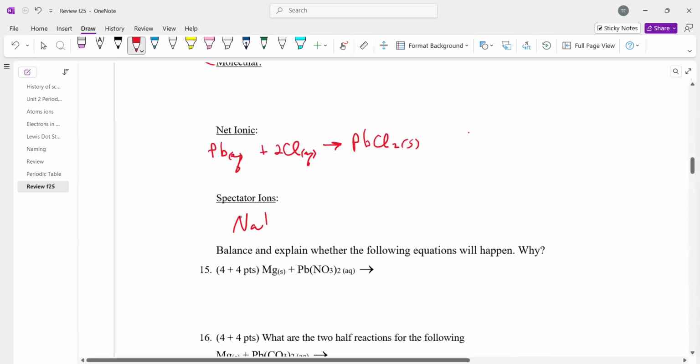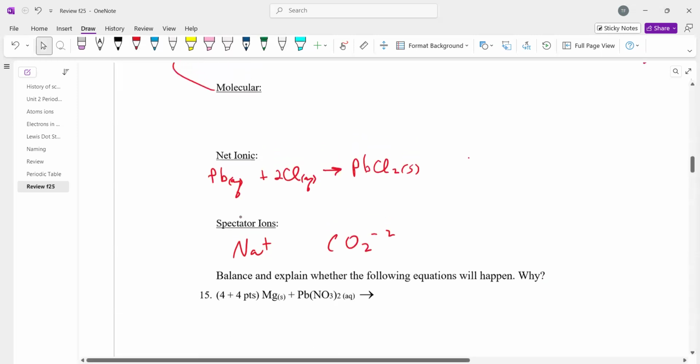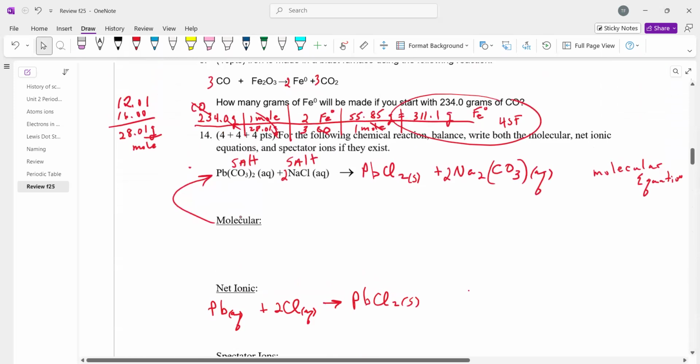Okay, we have sodium and we had carbonate. Those are the two spectator ions. This is the solid here, right? How many chlorines are in the solid? 2. That's where I got the 2 from.